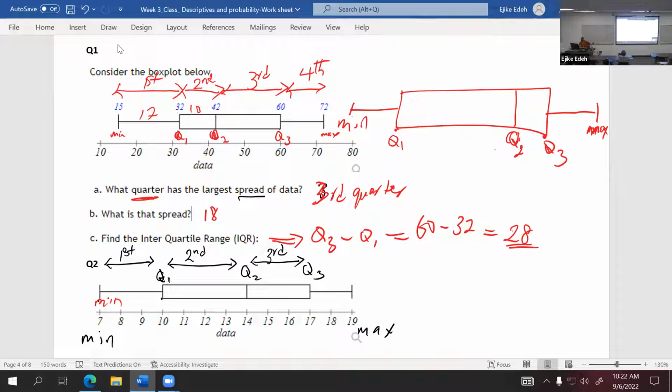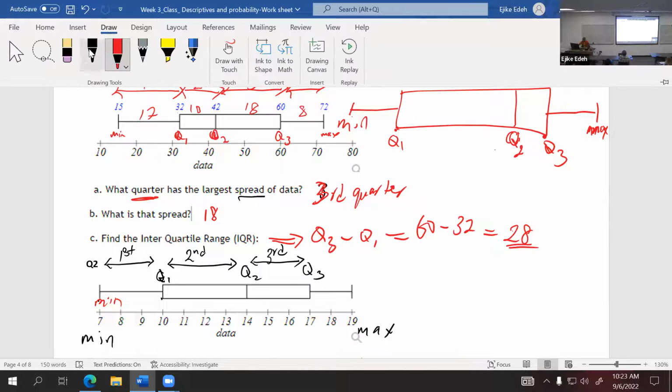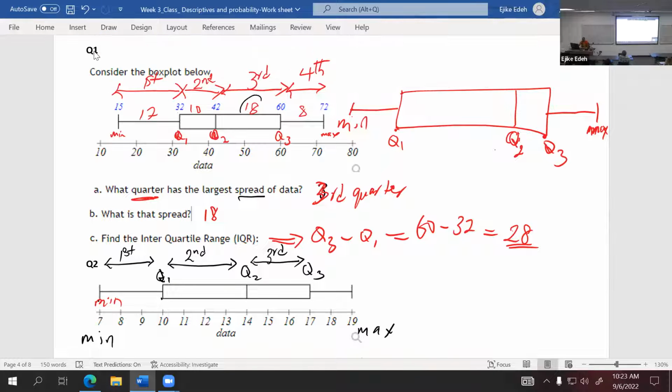For the third one, 60 minus 48 gives us 18. So we know the spread of the third quarter is 18. And for the fourth quarter, the spread will be 72 minus this, which will be 8, right? So looking at it, we conclude that the one with the highest spread, or the biggest spread, is the third quarter, which has 18.